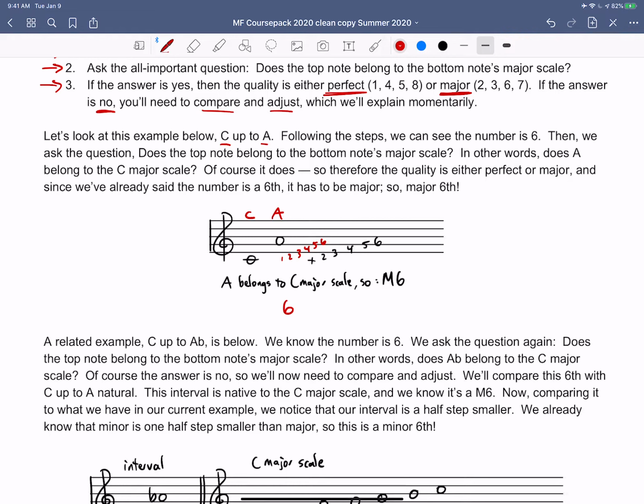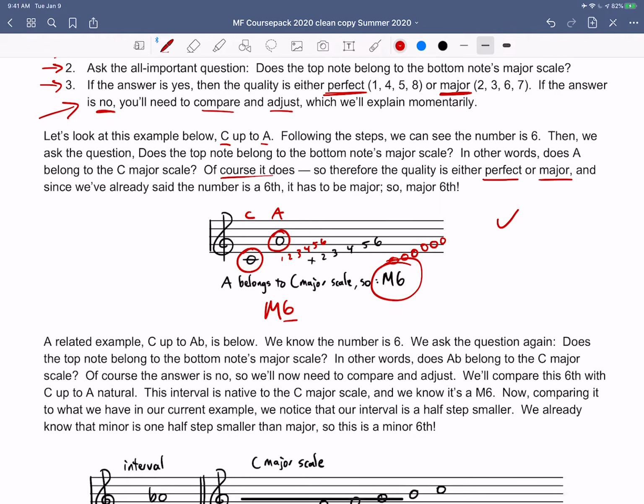Does the top note belong to the bottom note's major scale? In other words, does A belong to the C major scale? Well, in C major, you just have the regular old white keys, right? You just have C, D, E, F, G, A, B, C. So of course, yes, A does belong to the C major scale. And because it does, then its quality, as we said way back up here, is either going to be perfect if it's a 1, 4, 5, or 8, or major if it's a 2, 3, 6, or 7. Well, it's a 6, right? So it's going to be indeed major. So our answer is major sixth. Now, isn't that satisfying? We can finally say with a great deal of confidence that this is indeed a major sixth. We're no longer guessing.